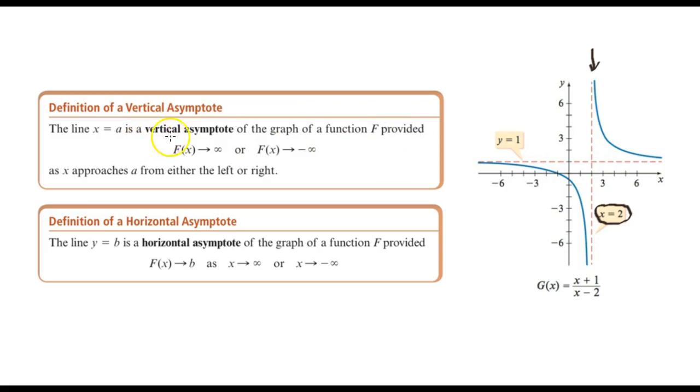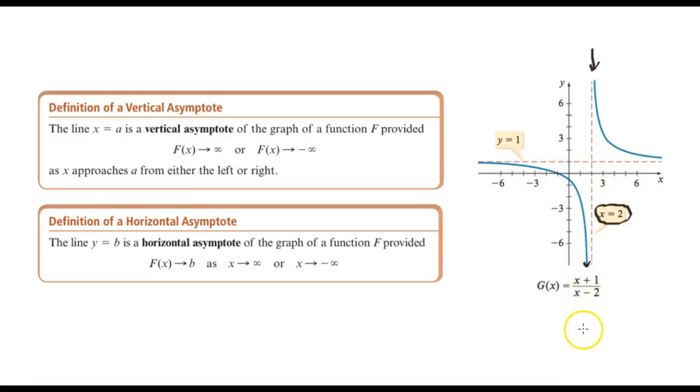So the idea with the vertical asymptote, as mentioned in this definition, is that the line x equals a is a vertical asymptote of the graph of the function f, provided that f of x approaches infinity. So as it approaches, it just goes up and up and up forever. Or if the function approaches negative infinity, it goes down, down, down forever. That's referring to the vertical direction. As you can see, it is going down vertically forever.